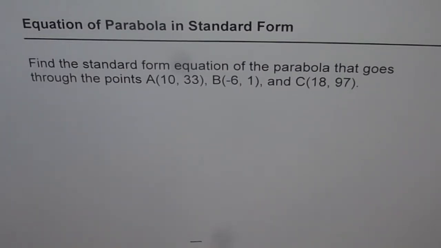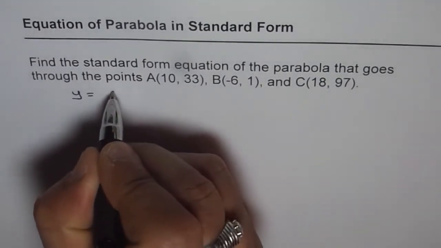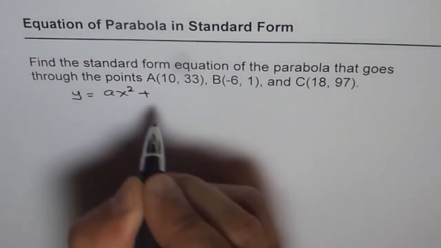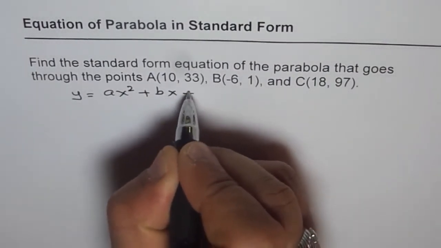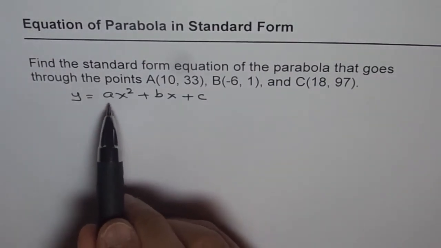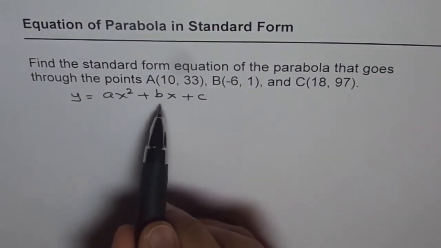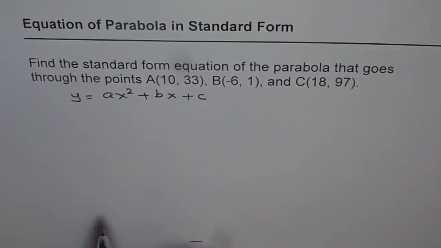Now to start with, let's write down the equation of a parabola in standard form, which is y equals ax squared plus bx plus c. In this equation we have three unknowns a, b and c. To get the value of these three unknowns we need 3 points. 3 points are given to us, and therefore we can definitely find a unique equation of the parabola to represent this situation.